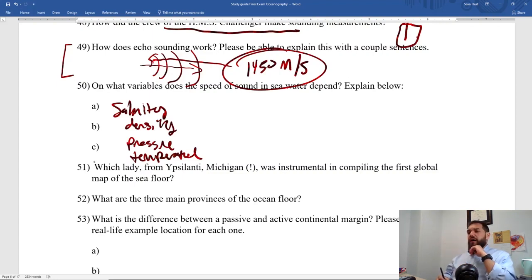Okay. Now, which lady from Ypsilanti, Michigan was instrumental in compiling the first global map of the seafloor? That is Marie Tharp.